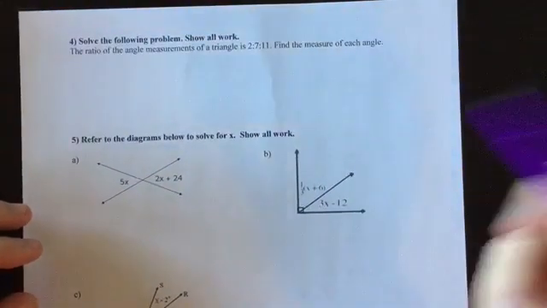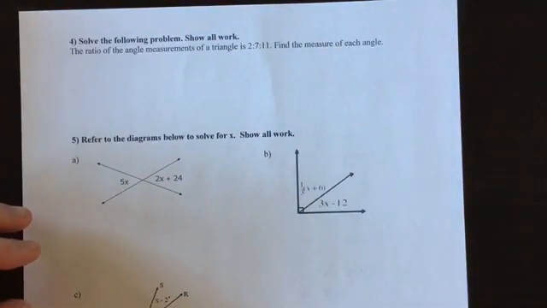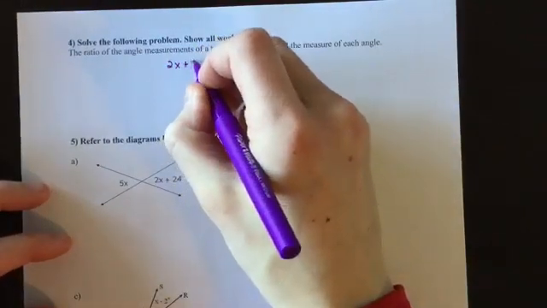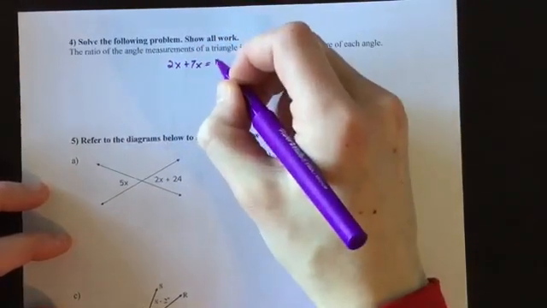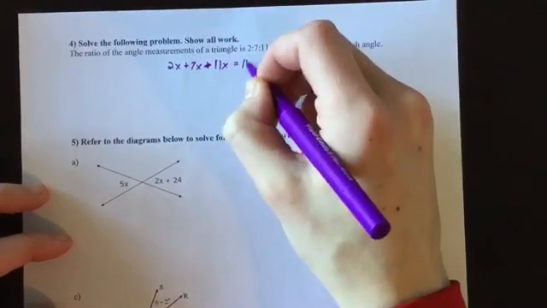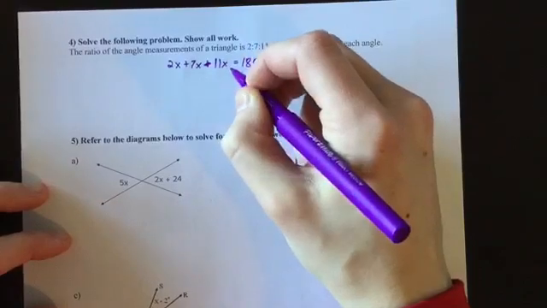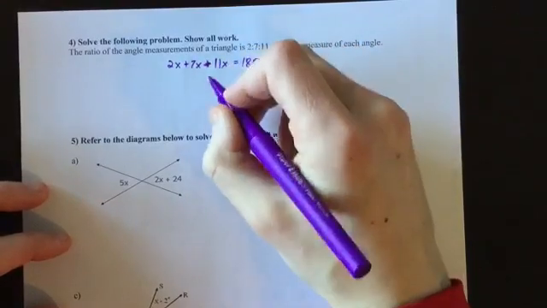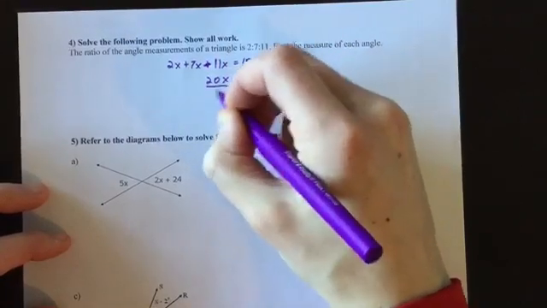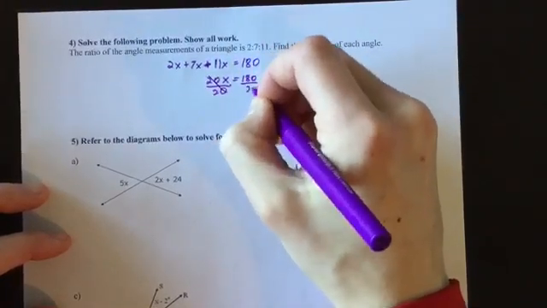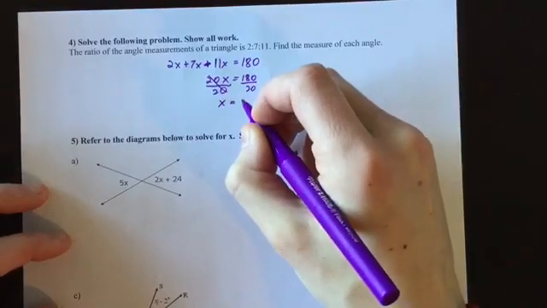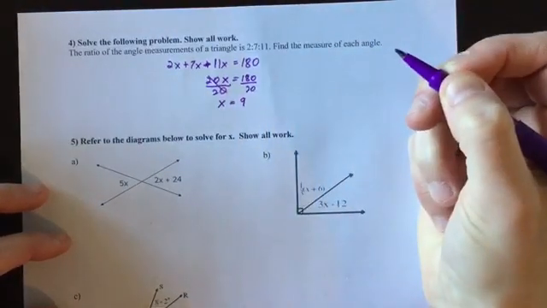And we want to remember that all the angles in a triangle add up to 180 degrees. So we're going to set this up as 2x plus 7x plus 11x equals 180 degrees. Combine our like terms, we get 20x equals 180. Divide both sides by 20. X is equal to 9.